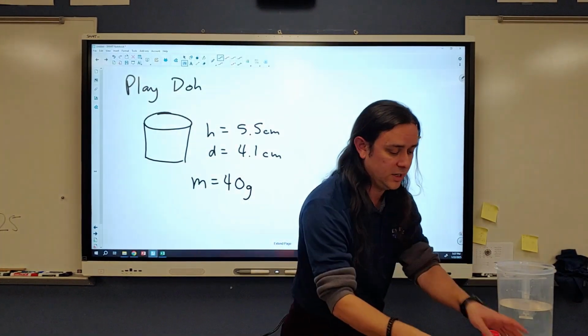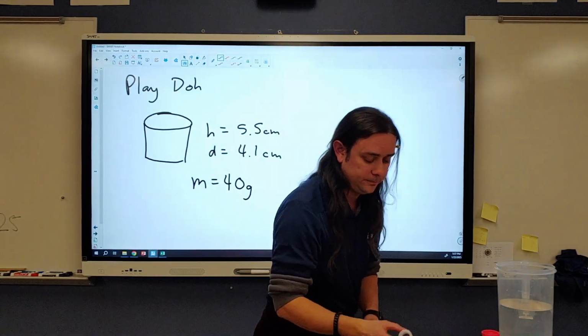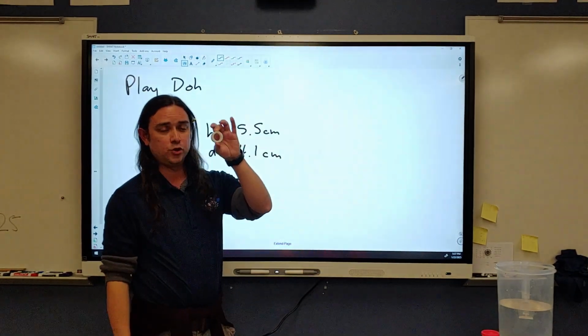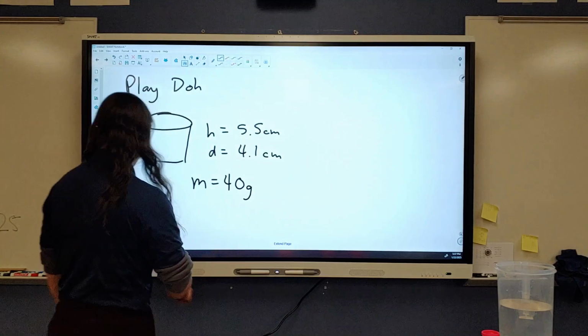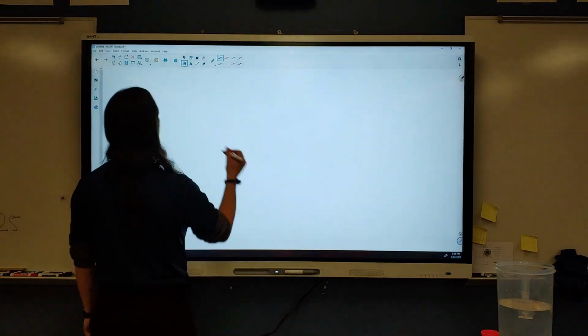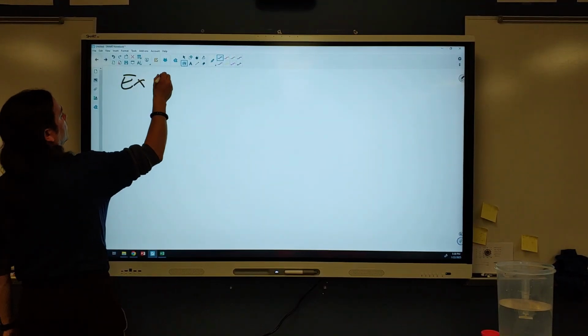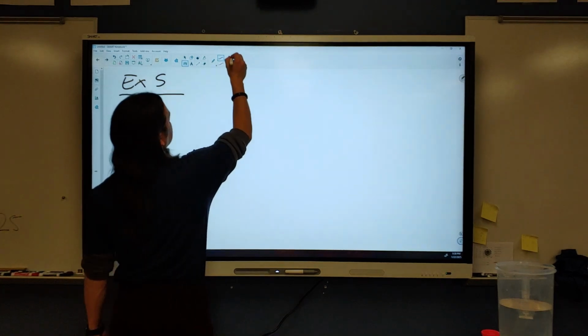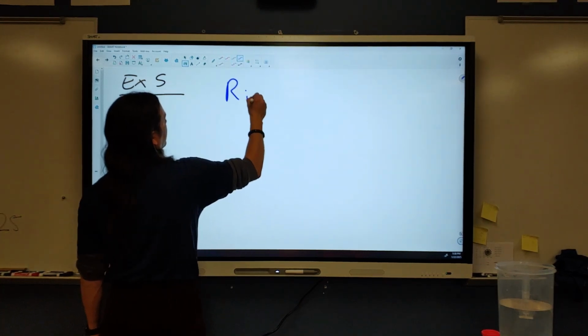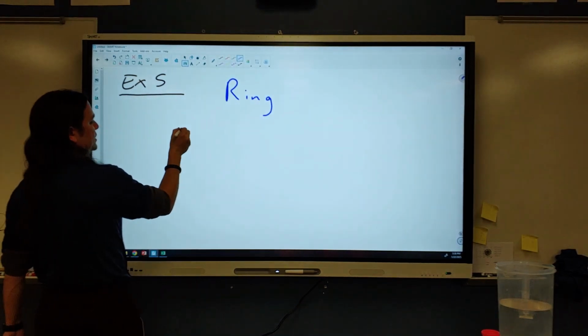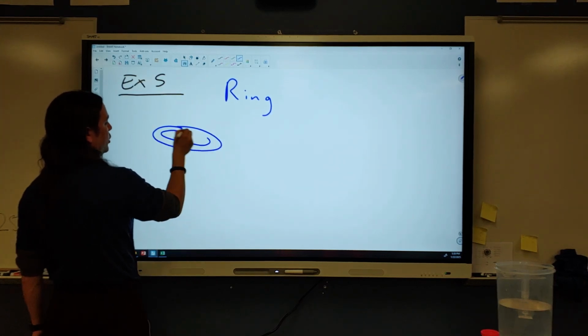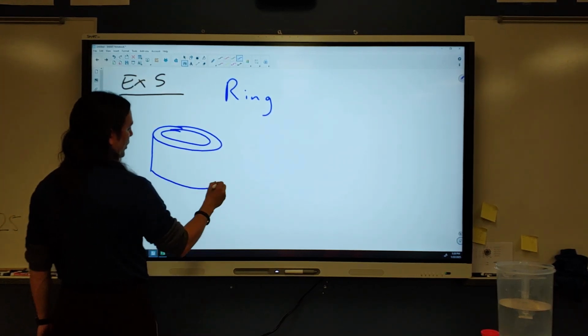Okay, the last one that I want to take a look at, or at least put on your radar, is this. It's actually a ring. Example 5. Let's go blue. A ring. Now I'm going to show you how to work with this. It's basically a hollow cylinder. And so we've got the following.